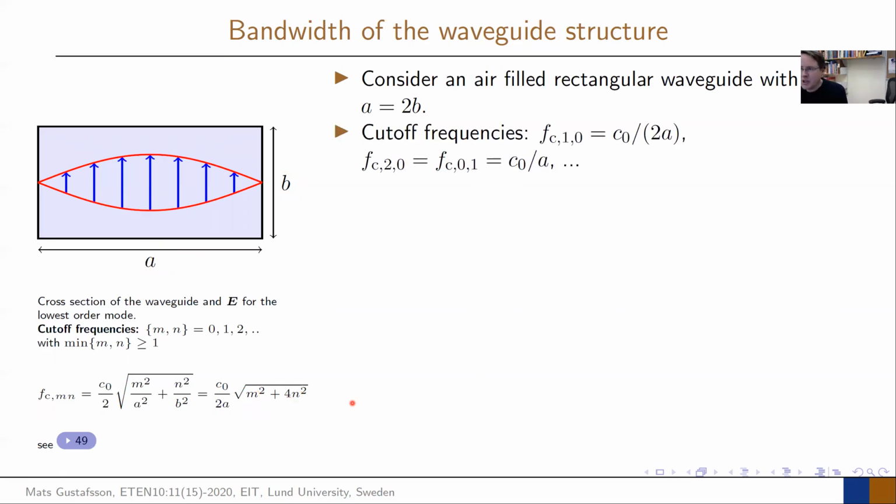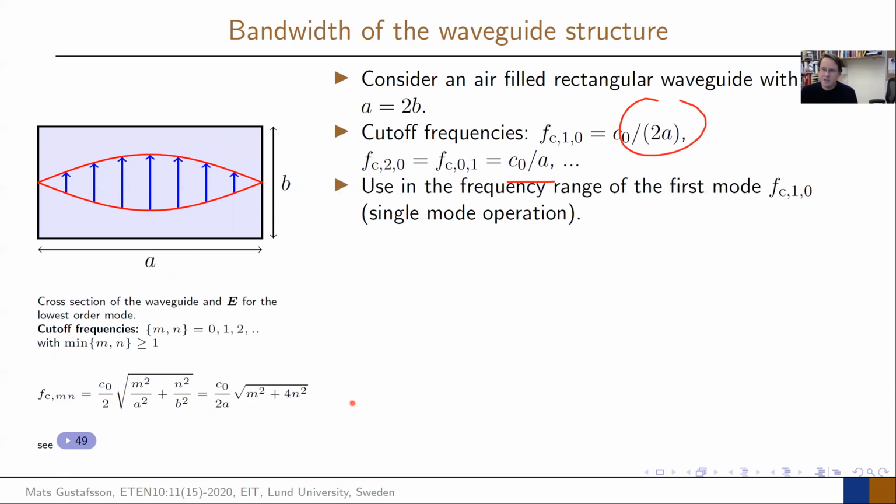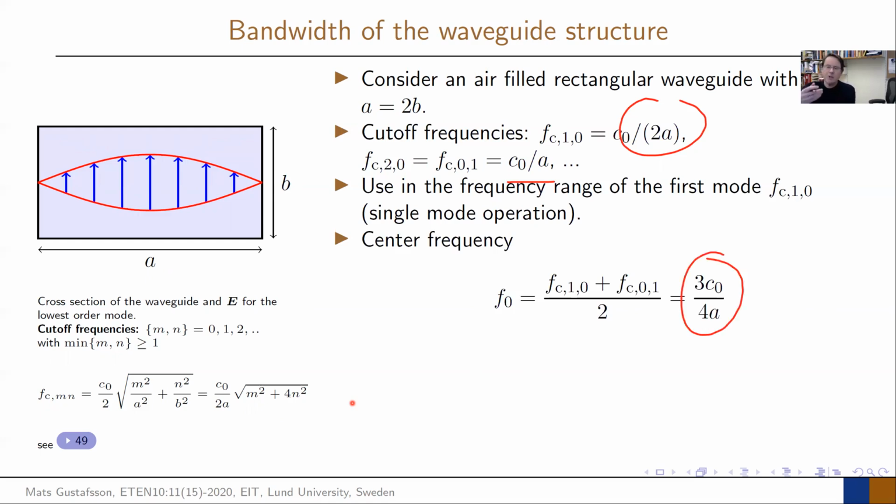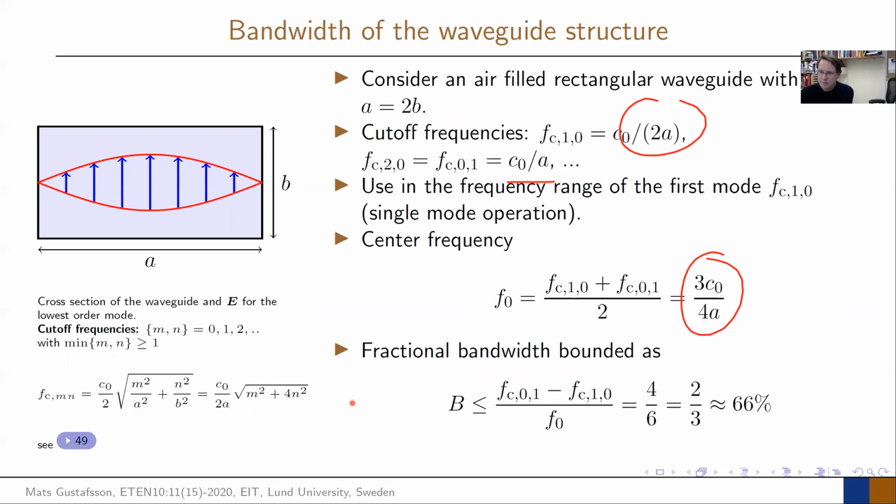So you have the cutoff frequencies, the lowest one, speed of light divided by 2A. And then you can have the higher one, which is double that one. And in these cases, you have a frequency range from the lowest mode to the second mode. That's where you can use them. And the center frequency between those ones would then be 3/4 of this dimension. That is the center frequency. So lowest at half a wavelength, and then basically go up to 1 wavelength.